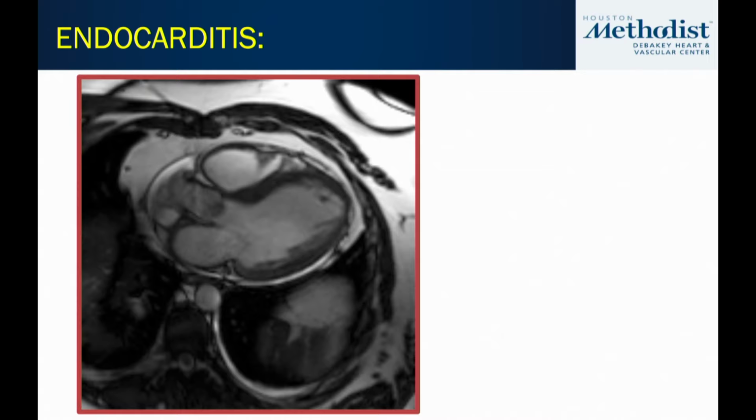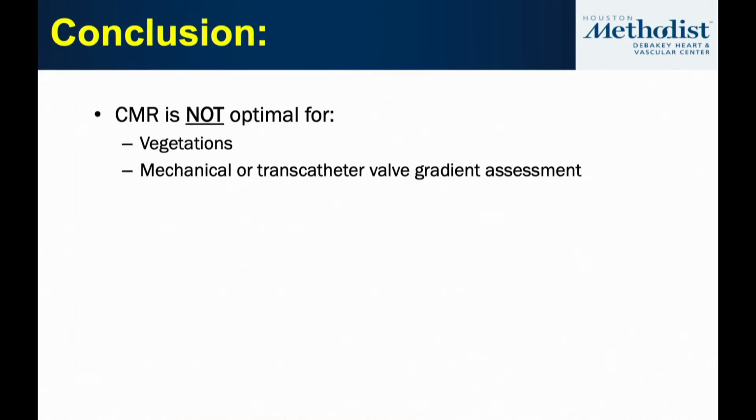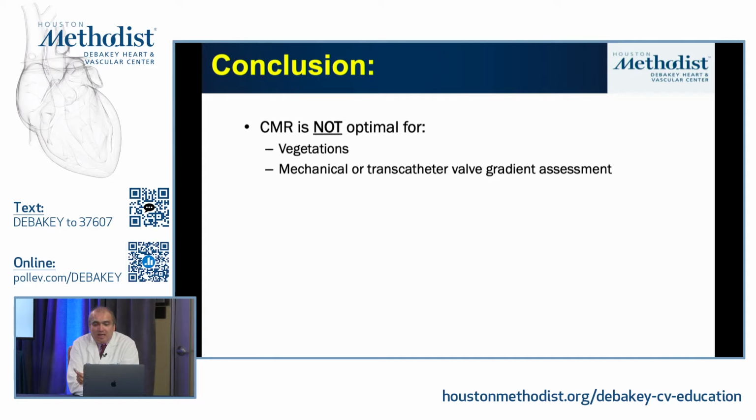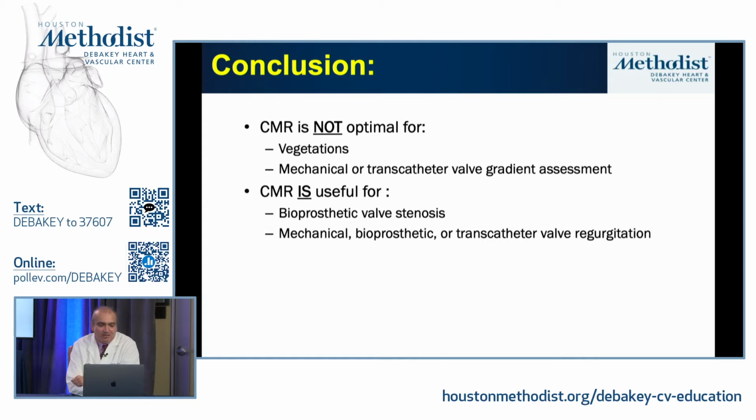And so as a result, I think it's important to recognize the strengths as well as the limitations of each of our modalities. So to wrap up, what can CMR do? I think one is it's not ideal for assessment of vegetations, and it's also not ideal for assessment of mechanical prosthesis where you're trying to determine what the gradients are. So mechanical stenosis is not a good application for CMR. Bioprosthetic stenosis, I think, is. And then I think certainly any valvular regurgitation, whether it's a mechanical valve, a bioprosthetic valve, or a transcatheter valve, CMR could be useful in that setting.